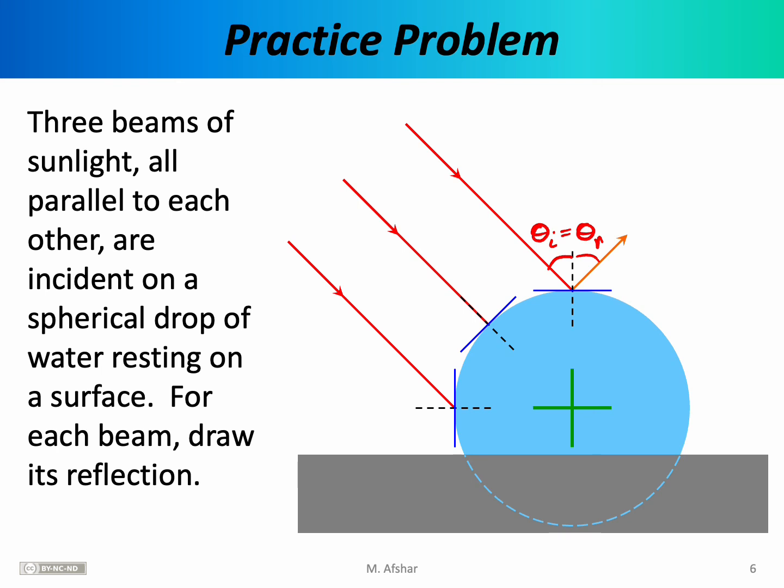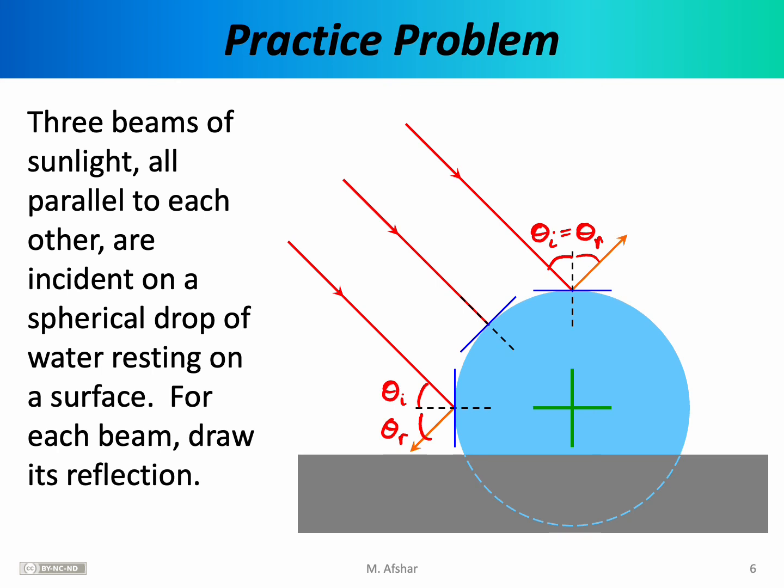We can do a similar thing for this beam down here. Here, this angle is the angle of incidence. If we could measure this angle using a protractor, then we could easily draw the angle of reflection as being equal to that. For this middle beam, the situation is a little trickier.